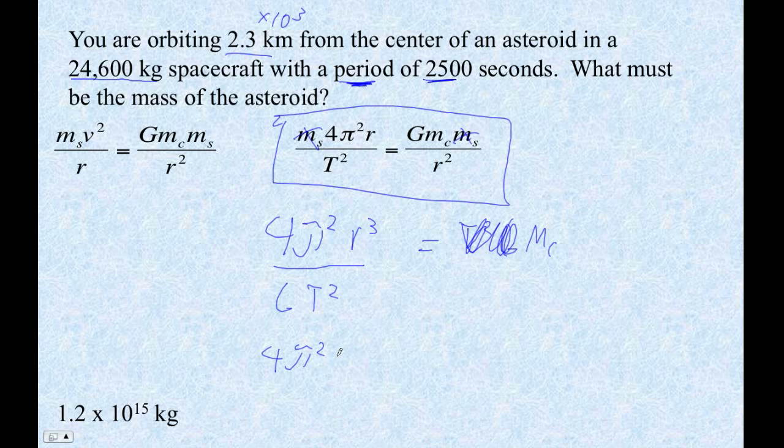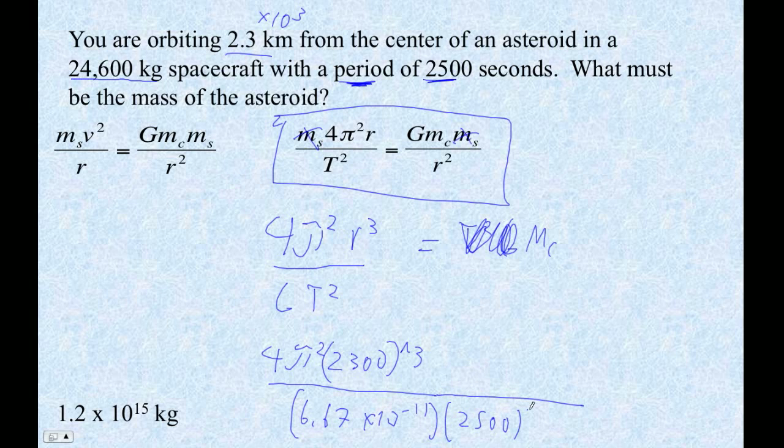Yeah, so it's 2.3 times 10 to the third, so 2,300, right? 2,300 cubed, raised to the third. Divide by 6.67 times 10 to the negative 11th, times 2,500 squared.